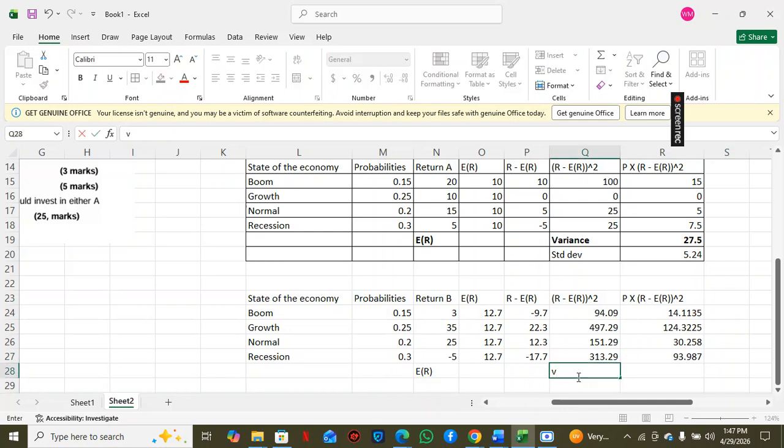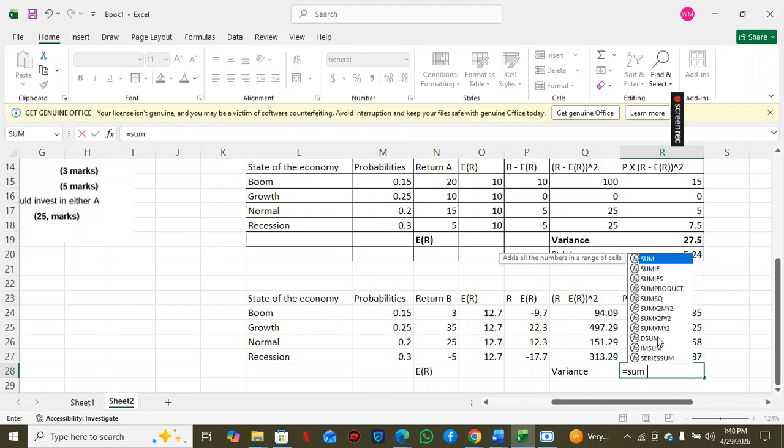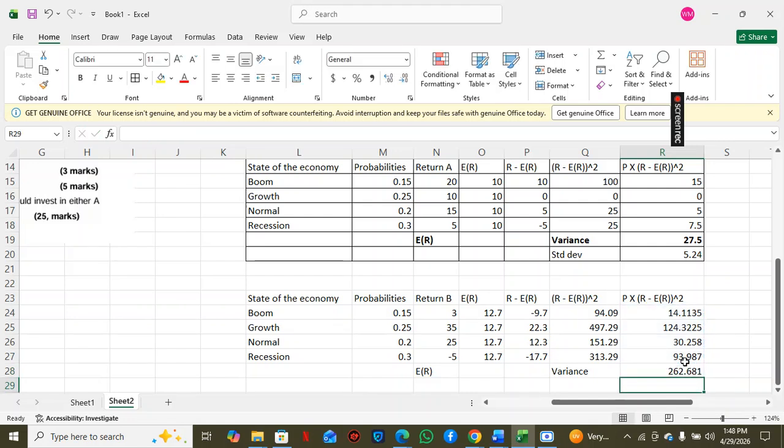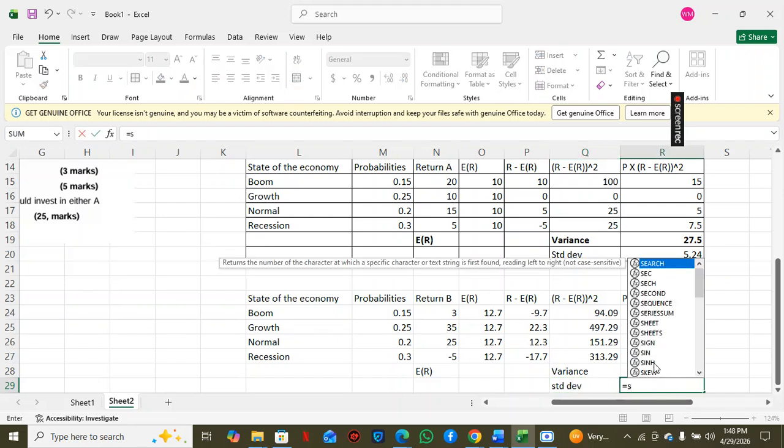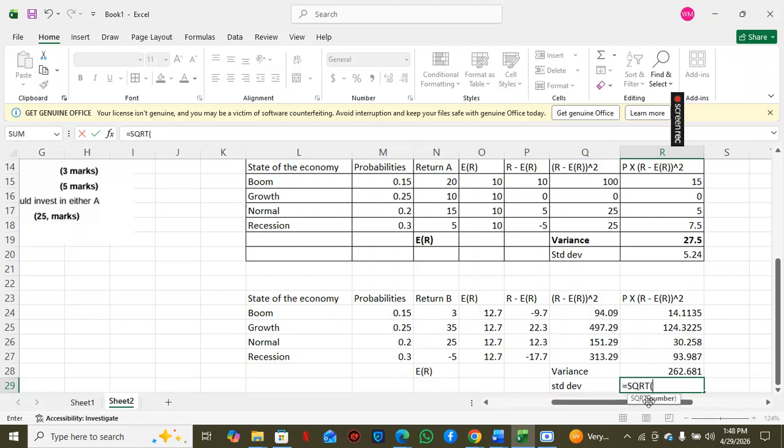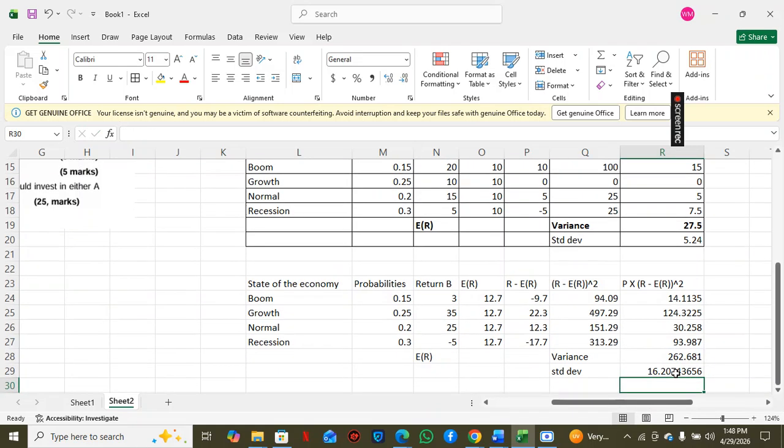Then finally you add up. You get a variance of 262.68. And the standard deviation, square root of 262.68. Get the standard deviation of 16.2%.